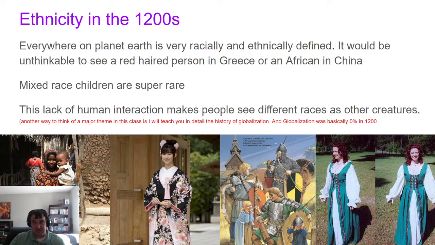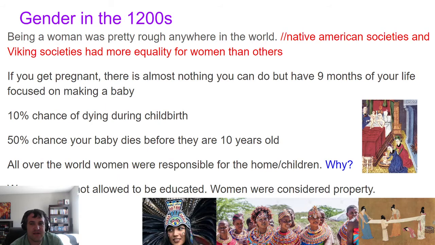I mean, the vast majority of the world didn't even know the Americas were a part of our planet. So that's a pretty important aspect of globalization. So globalization was 0% then. Today it's probably like 80%. So the world will become more and more interconnected, and all these people will kind of mix and match all over planet Earth. All right, now let's talk about gender in the 1200s.